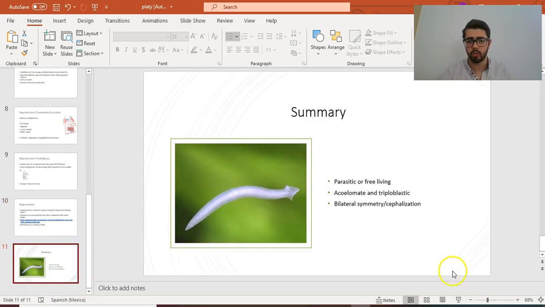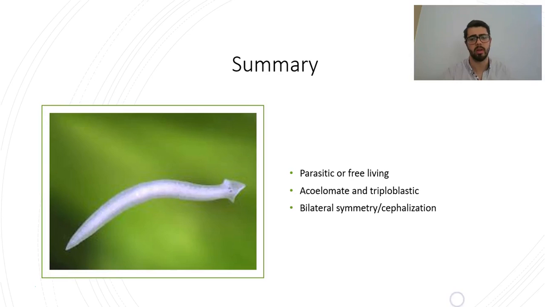So, just a quick summary here. They're parasitic or free living. Depending on their class, they are acoelomate, which means that they have the one entrance and the one exit, but they are triploblastic, which means they have the endoderm, the ectoderm, and the mesoderm. And then finally, we see this bilateral symmetry and cephalization because they have the majority of their sensory organs in the head.